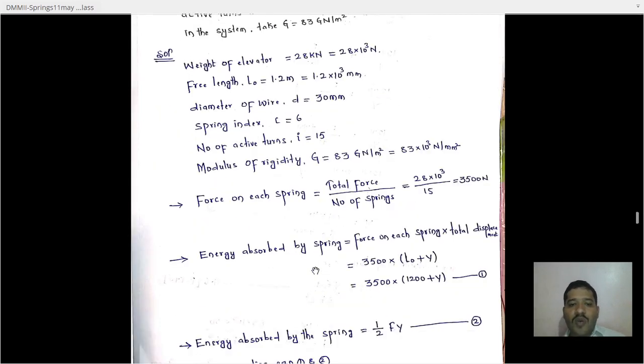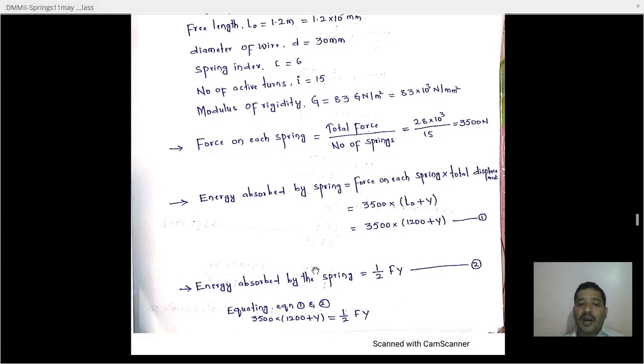First of all, what do we need to find out? We need to find out how much force is acting on each spring. Then how do we find it? The force on each spring equals the total force acting on the spring divided by the number of turns, or we can say the number of springs. It is your wish.